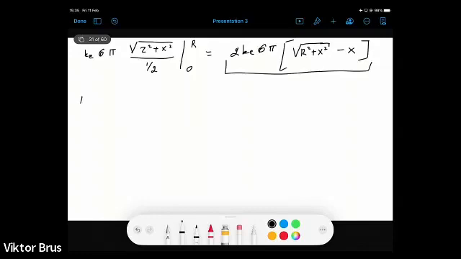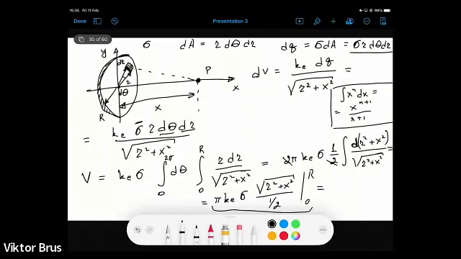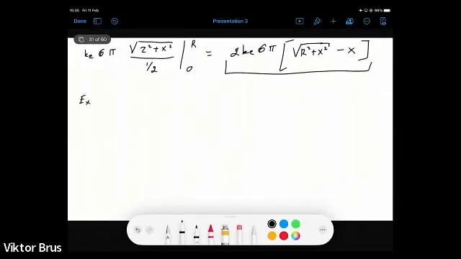And now our next step is to determine the electric field. So electric field Ex, because we remember that, because of the symmetry of the disk and the fact that axis x goes through the center of this disk, we get only the Ex component of the electric field. So Ex is equal to the negative first derivative of potential with respect to x.